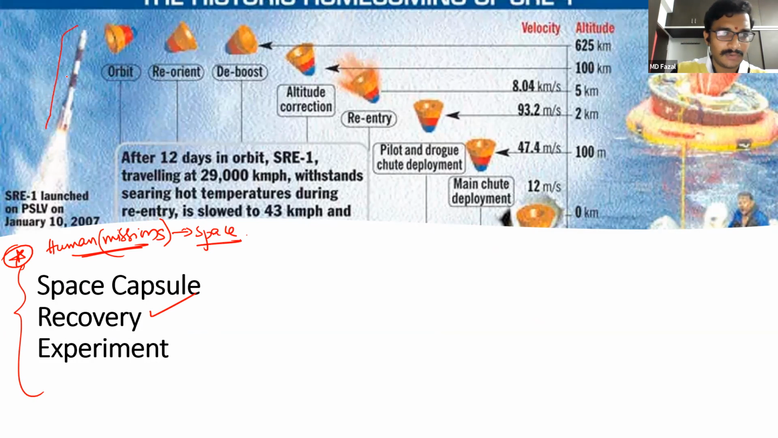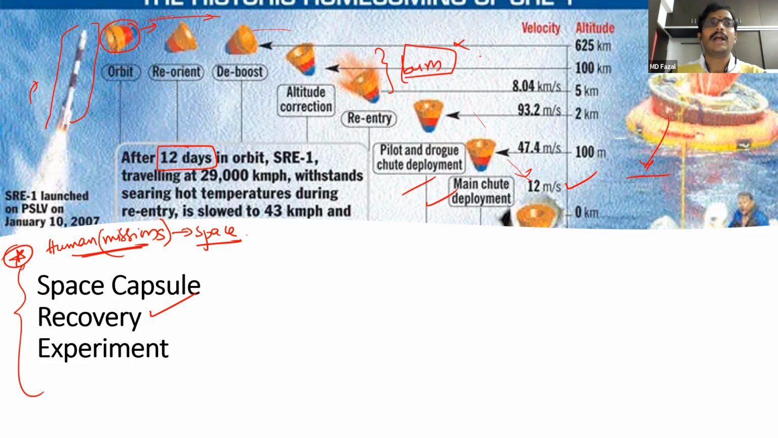The PSLV rocket took this capsule with many other satellites and left it in space. It rotated in the orbit for 12 days, and after that it had to come back. It came back, and we recovered it in an experimental manner from the sea. It came down well with parachute deployment and all those things. On re-entry into the atmosphere it should not burn, because there is a lot of burning on the outer side, a lot of air friction and all those things. That's the manner in which it was able to do it.